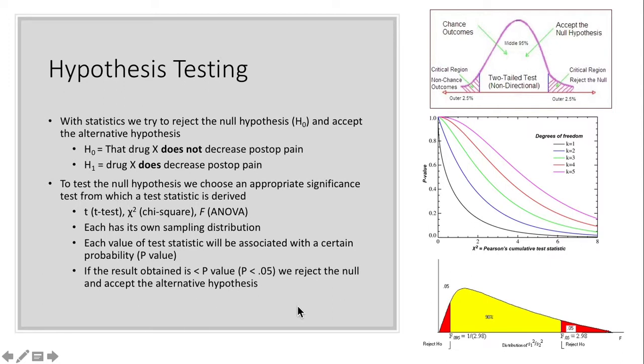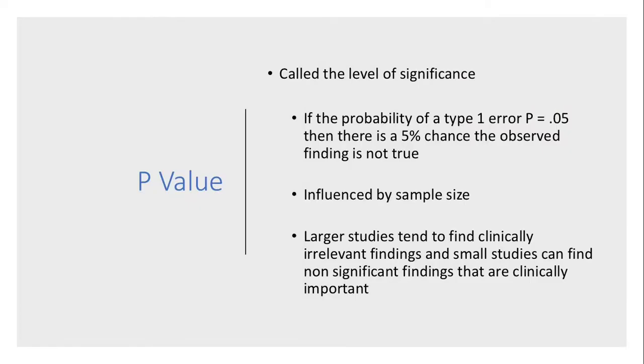And there again, if we get a p-value less than 0.05, we reject the null hypothesis, as you might see in these areas, and we accept our alternative, that there in fact is a difference between the groups, or there's a relationship between the groups, or an association. What is a p-value? This is called our level of significance, and we've touched on this throughout the course.